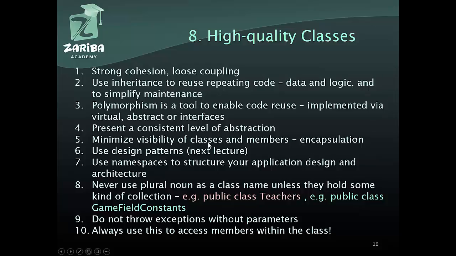Minimize visibility of classes and members. So this is encapsulation. So always think about, should everyone know about this property? Should everyone know about this field or this method? Can I make it private or not? So normally you make everything private, and as soon as you need it outside, then you increase the level of access. If you have no idea what to do for your specific property or method.